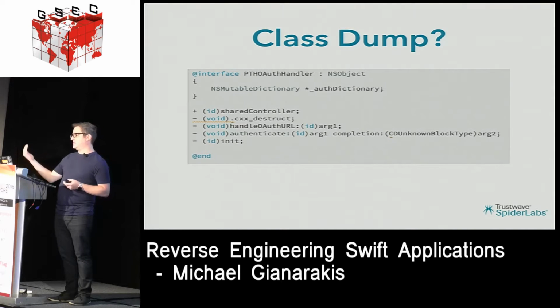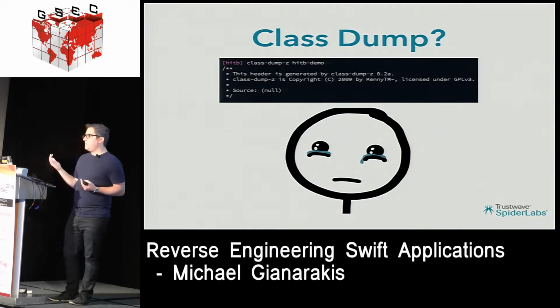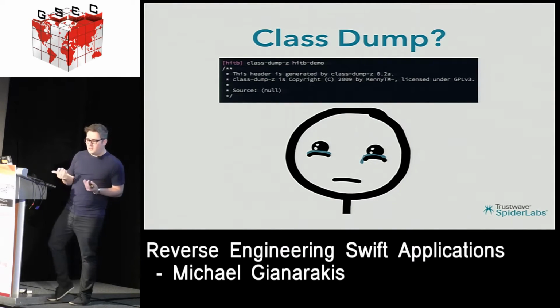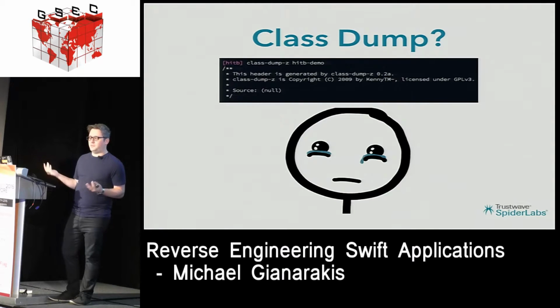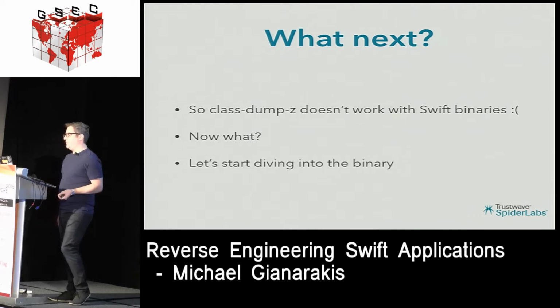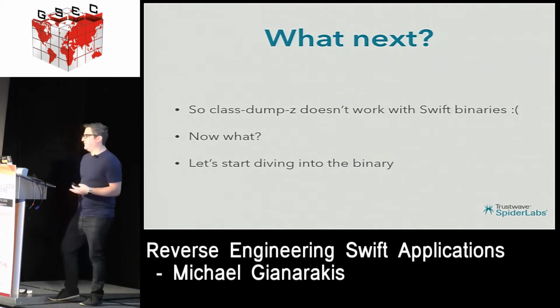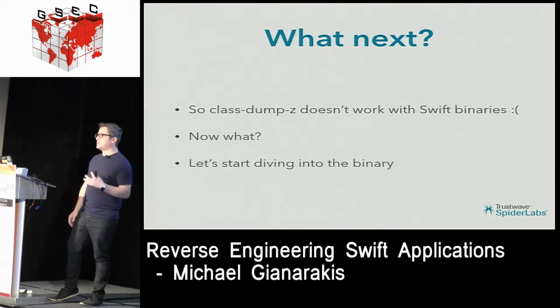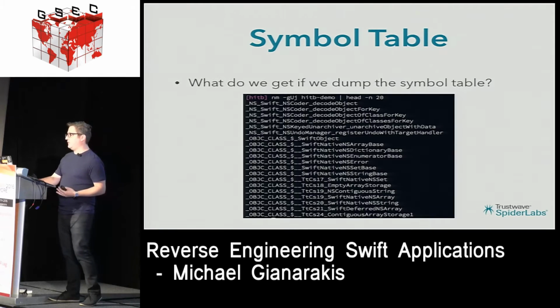And then you can see there's arguments as well that get passed into it. But what happens when you run class dump on a pure Swift binary? You get that. That's all you get. So wah-wah, right? So we need to look at something else. So yes, class dump C doesn't work with Swift binary. So now what? So let's start looking at the binary itself.